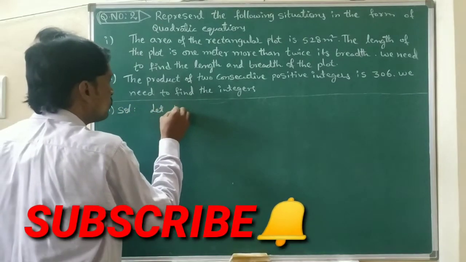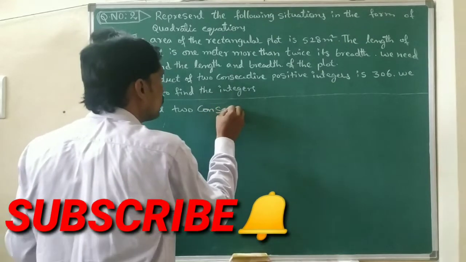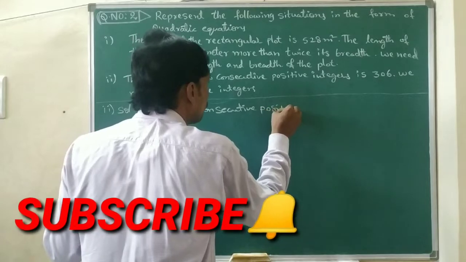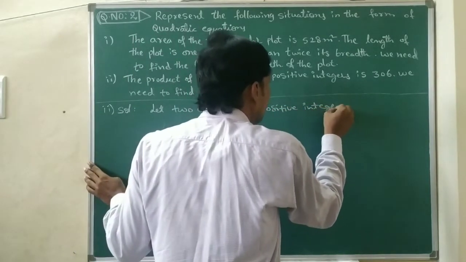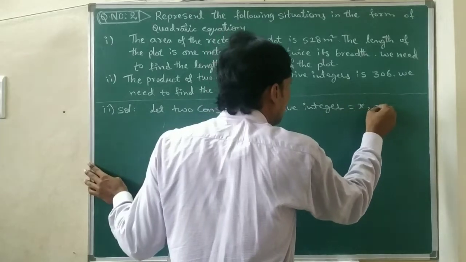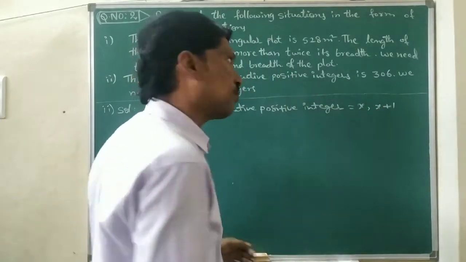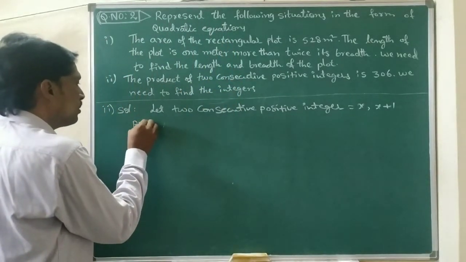Let the two consecutive positive integers equal x comma x plus 1. I am taking x and x plus 1. So here the product is also given now, so that you have to write.